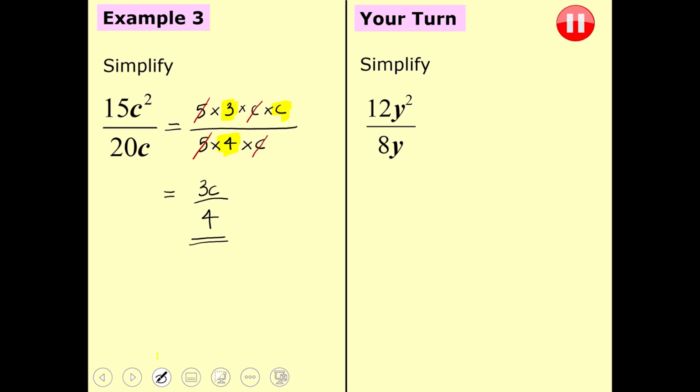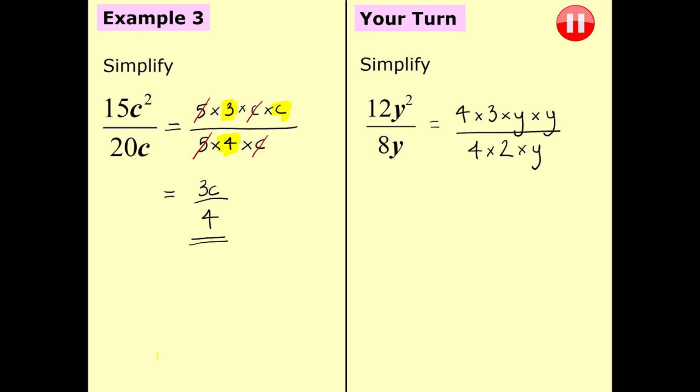Okay, let's go over the answer. Hopefully you've unpaused now and managed to give that a go. We're going to expand 12y squared to start with to get 4 times 3 times y times y, because we have y squared on the top. And we're going to put that over and then expand 8y. So we're expanding 8 to 4 times 2, and we've only got one y on the bottom.